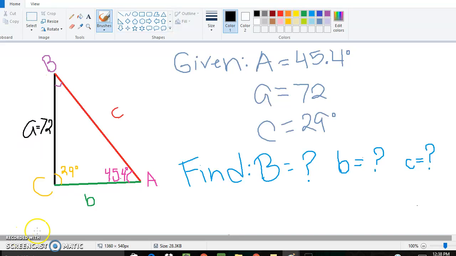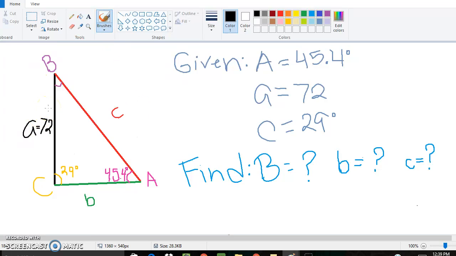So in this video, we're going to be solving for a side with the law of sines. We're given a triangle right here, and we know two angles, and we have one side as well. But we are going to use the law of sines to figure out the rest of the information about this whole triangle.